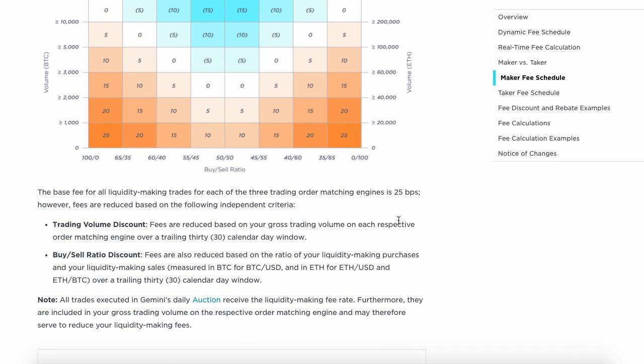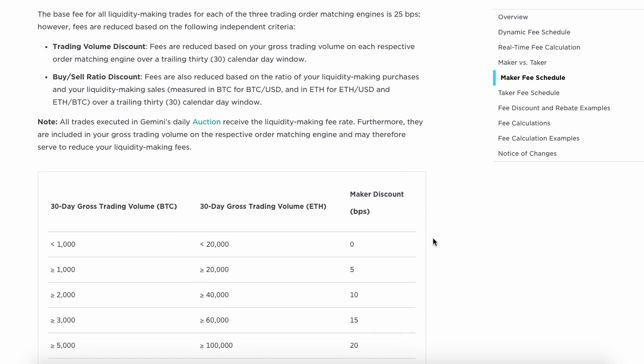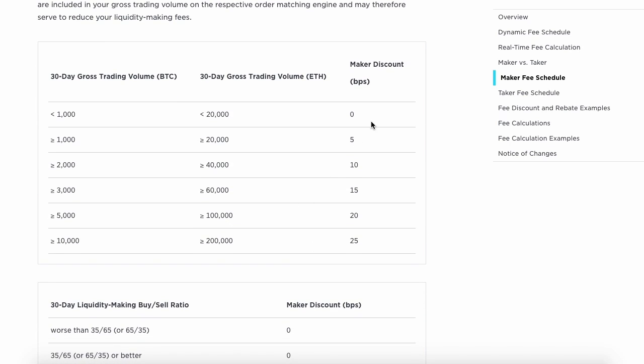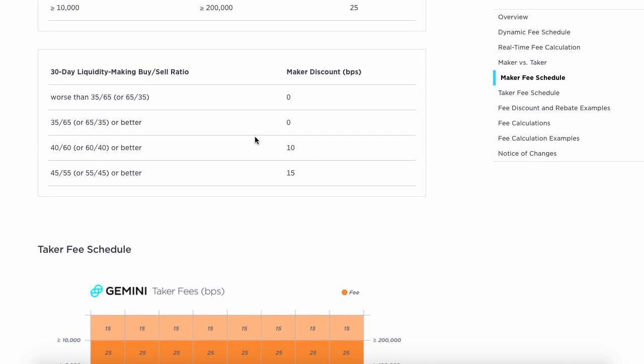So this is the maker fee schedule, as you can see. Same thing here, just in a statistical format instead of a visual. And same thing here.